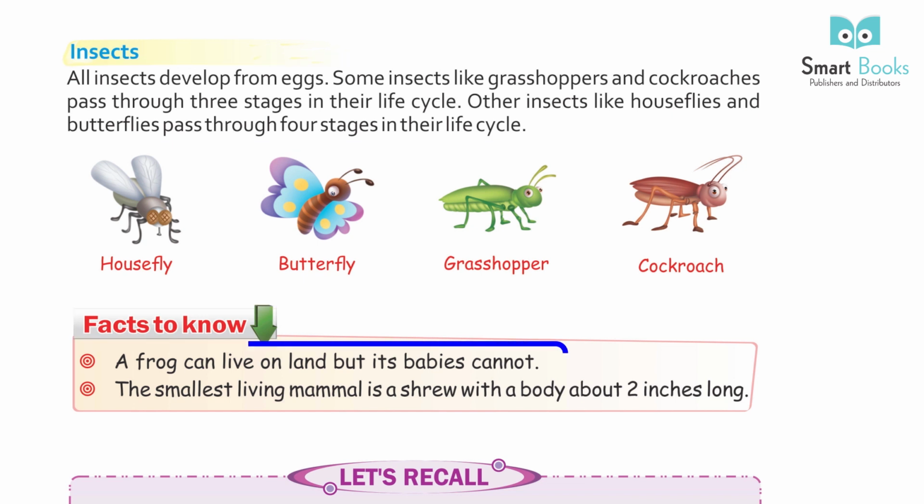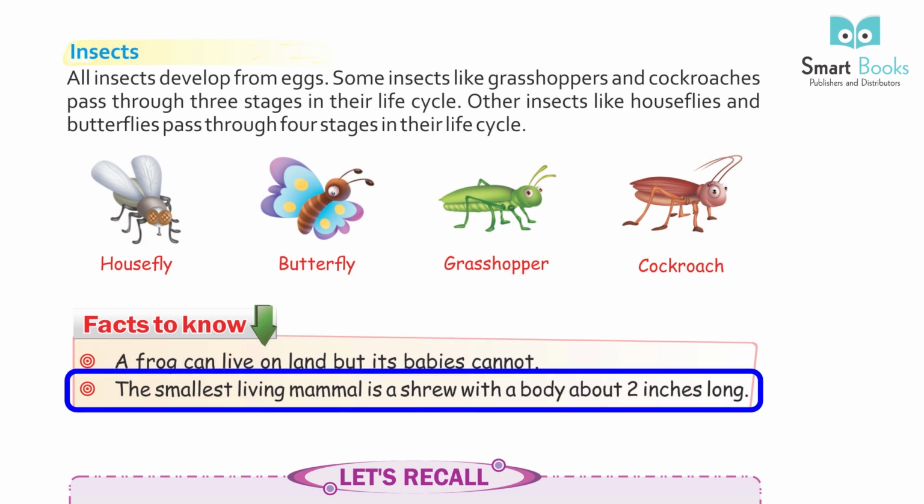Facts to know: a frog can live on land but its babies cannot. The smallest living mammal is a shrew with a body about 2 inches long.